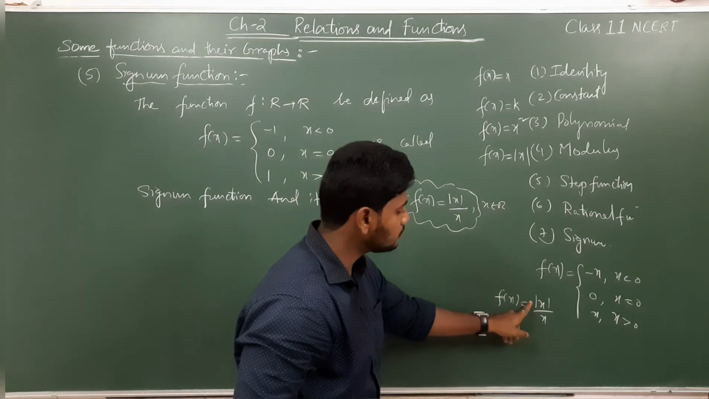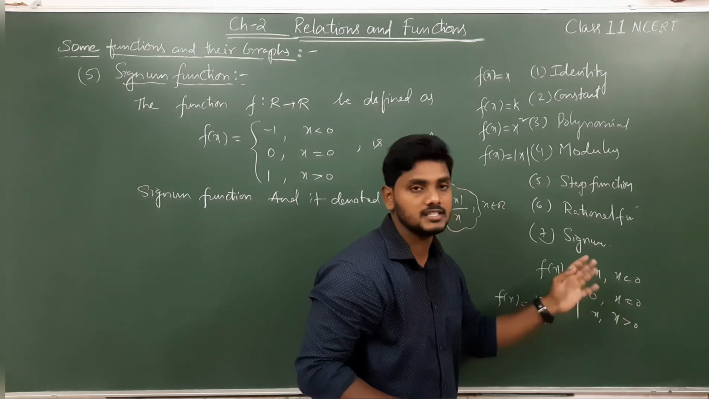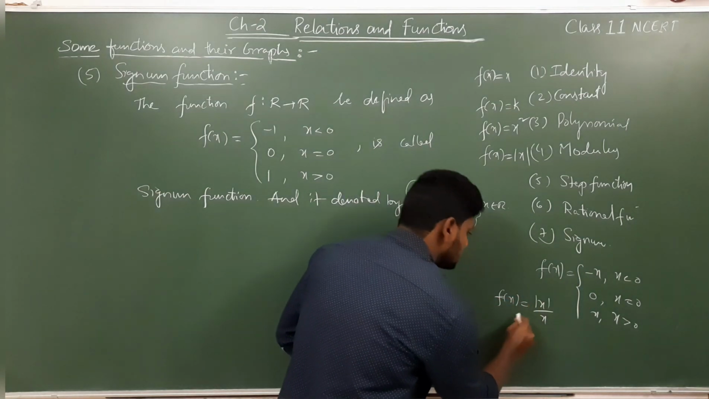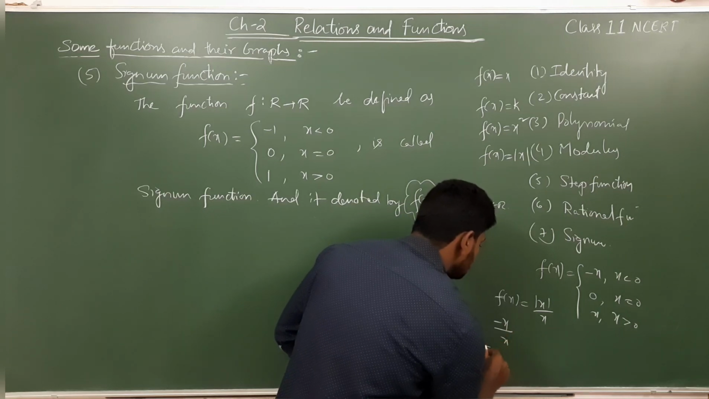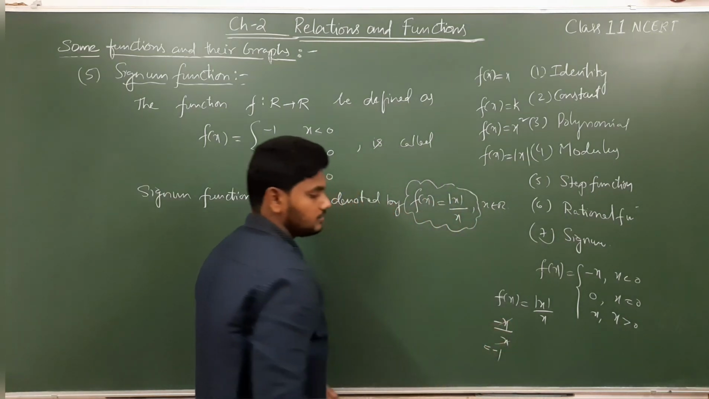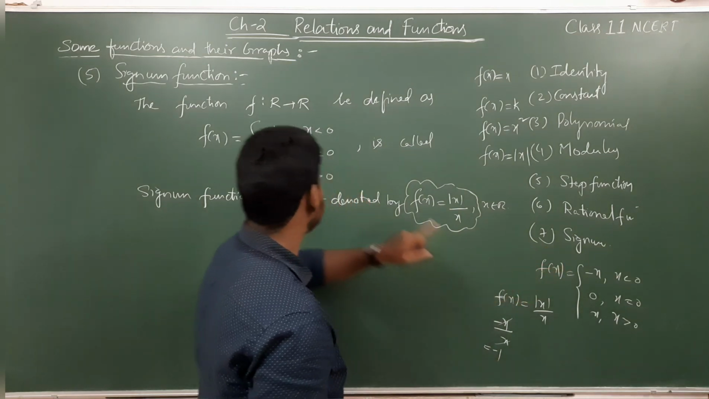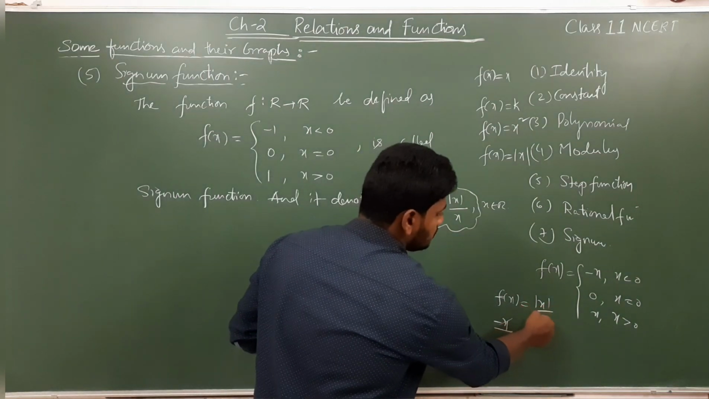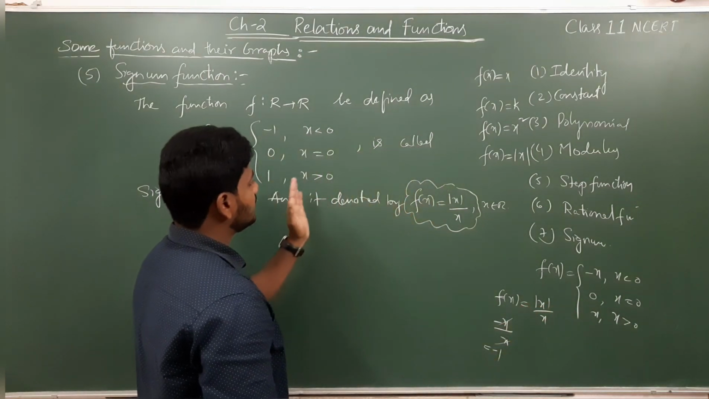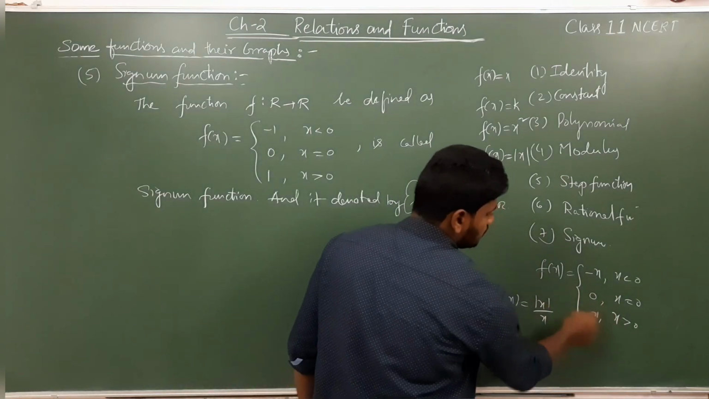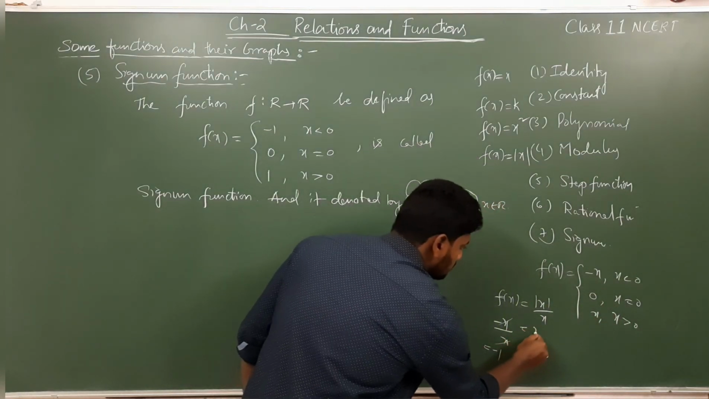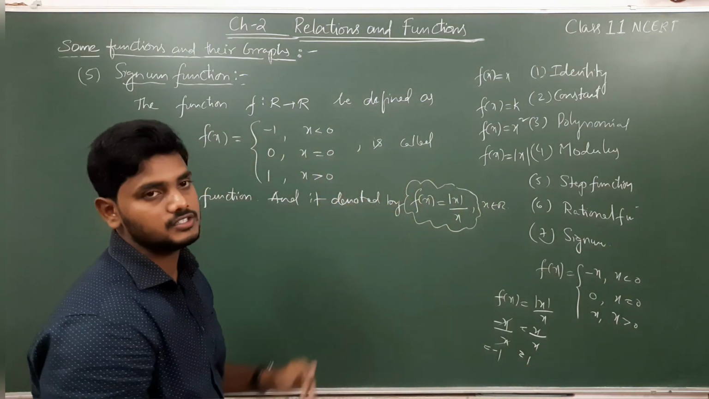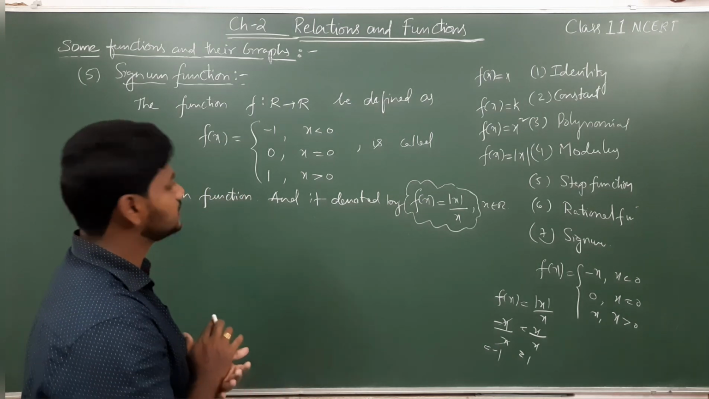Mod x by x, but this is the modulus function. What is the modulus function? Minus x when x is less than 0. If x is less than 0, mod x will become minus x, so minus x by x is equal to -1. That means for x less than 0 values, the function is -1. For 0, 0 by anything is 0. For x greater than 0, mod x is positive x, so it will become positive x by positive x, which gives 1, for all x greater than 0 values. So this is about the signum function.